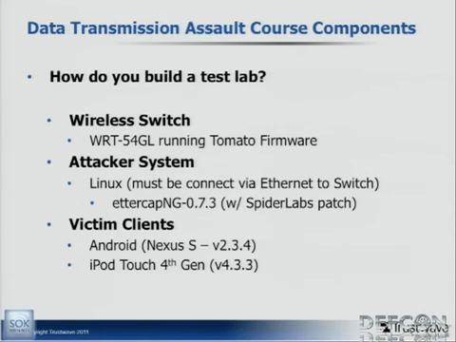So how do you actually build a test lab then? Well, there's a lot of ways, obviously, but one of the simplest and cheapest ways is just go ahead and get yourself a cheap SOHO switch and router like a WRT54GL or something, and typically you'd like it to be able to run a third-party firmware like Tomato or DD-WRT. You want an attacker system. In our case, we went ahead and used Linux because it's much easier to compile Ettercap there than anywhere else. And we also added a patch to it that we'll be discussing in a little bit. And then you need some victim clients. In our case, we have a Nexus S that was running, at the time, the latest version of Gingerbread, and an iPod Touch 4th generation, which was running iOS 4.3.3.